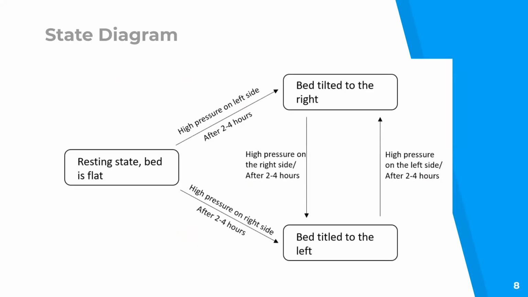So in order to understand how this bed would work, we created a state diagram. On the left, you can see the beginning, how the device would begin, in which it would be in a resting state where the bed is flat. If we measure high pressure on the right side, or it's been after 2 to 4 hours, our bed will tilt to the left. And if there's a high pressure on the left side, or it's been after 2 to 4 hours, our bed will tilt to the right. And this process will repeat itself as long as our user needs.